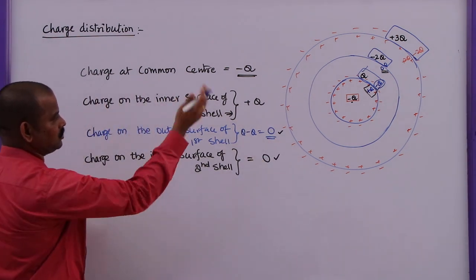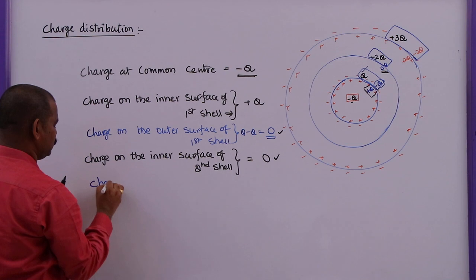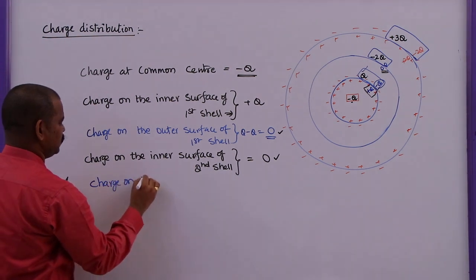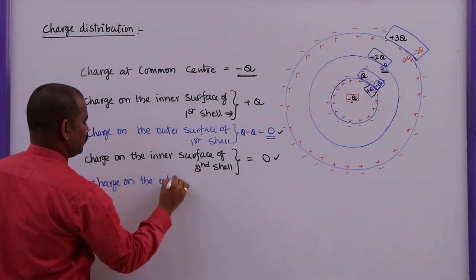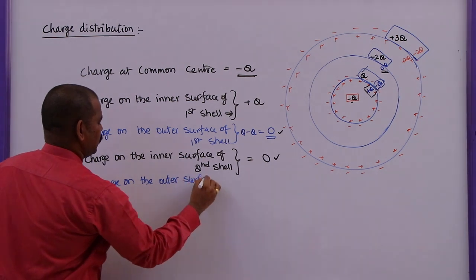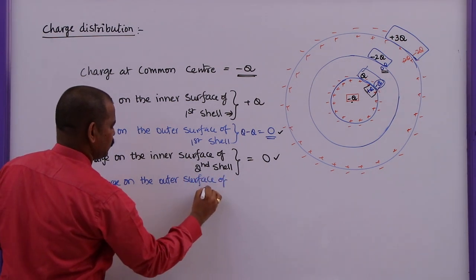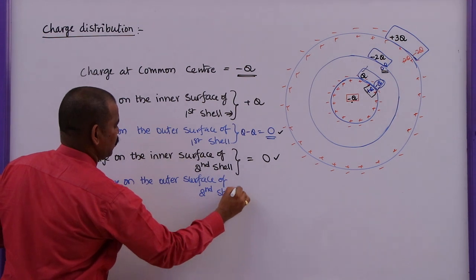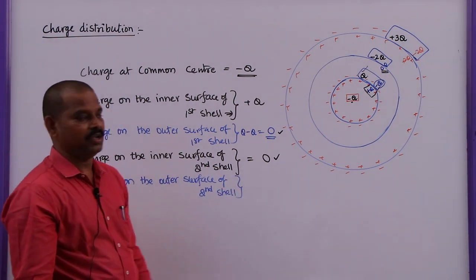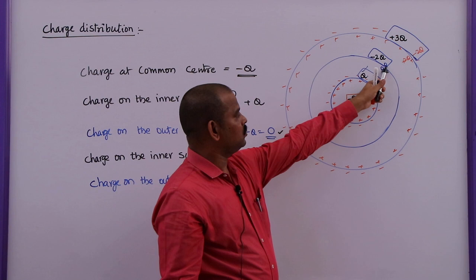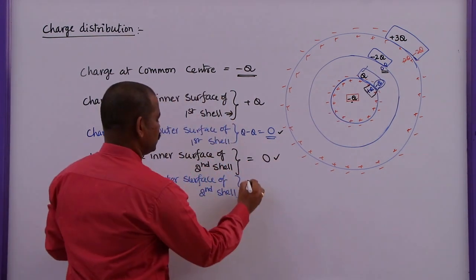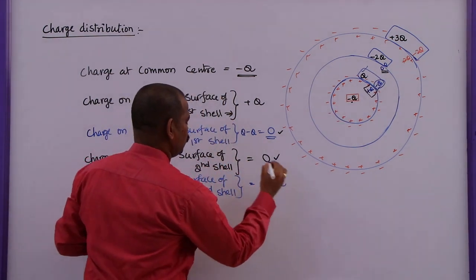Now, what is the charge on the outer surface of the second shell? What is the charge present initially? Minus 2q. What is the induced charge here? 0. So together this will be minus 2q only.